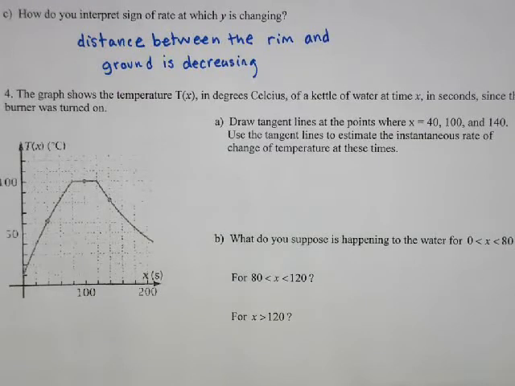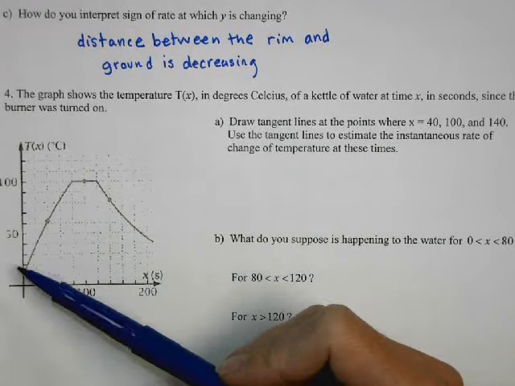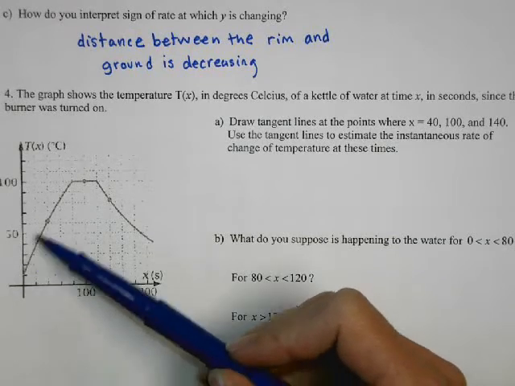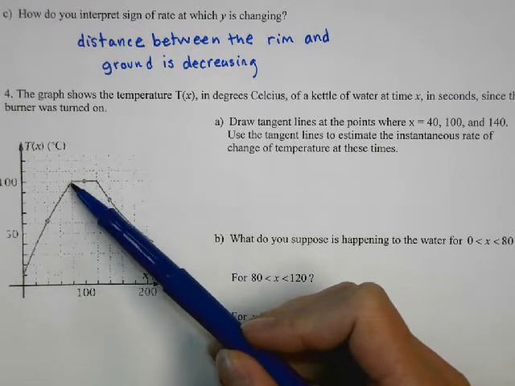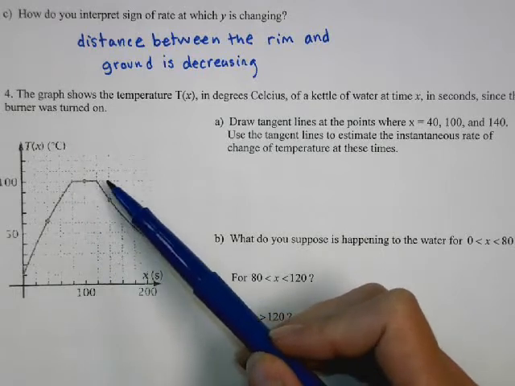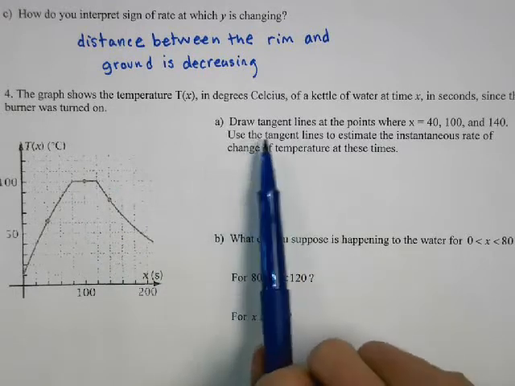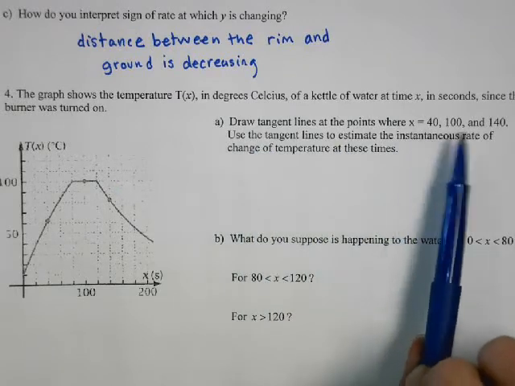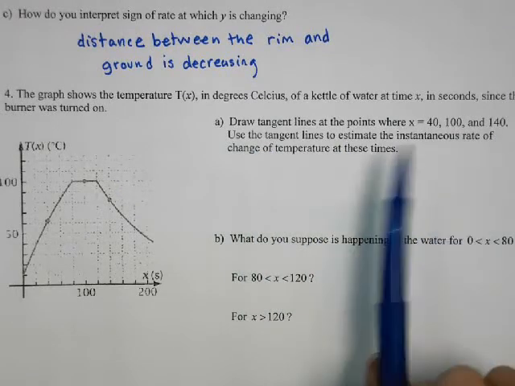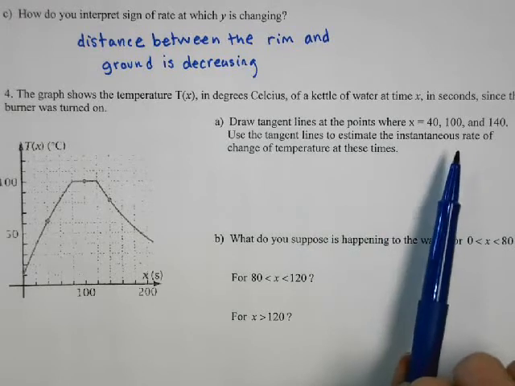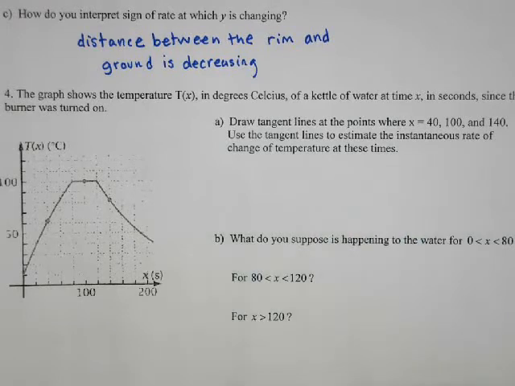This next problem, the graph shows the temperature, T of x in Celsius, of the kettle of water at time x in seconds since the burner was turned on. So the temperature is here, the burner gets turned on, so the temperature rises, then it levels off here, and then it starts to decrease. So we're asked to draw the tangent lines at x equals 40, 100, and 140, and we're going to use the lines to approximate the instantaneous rate of change of the temperature at these times.